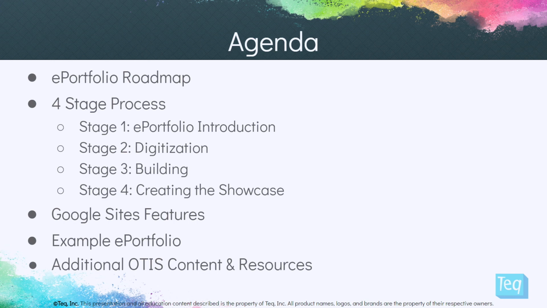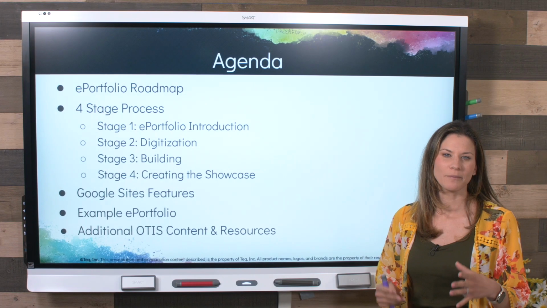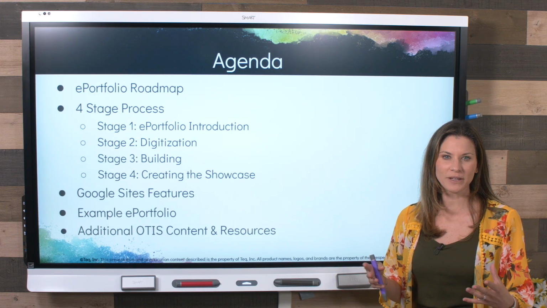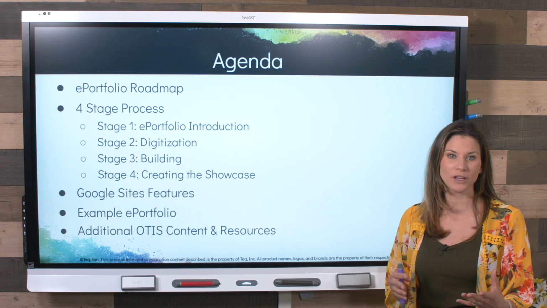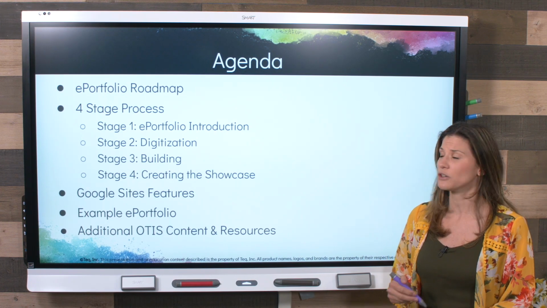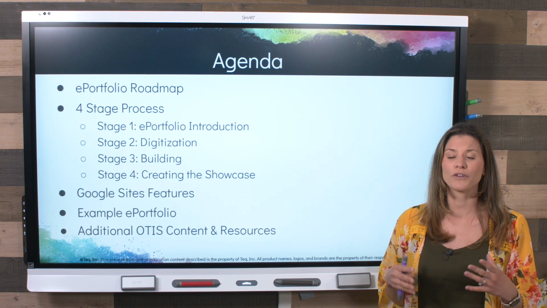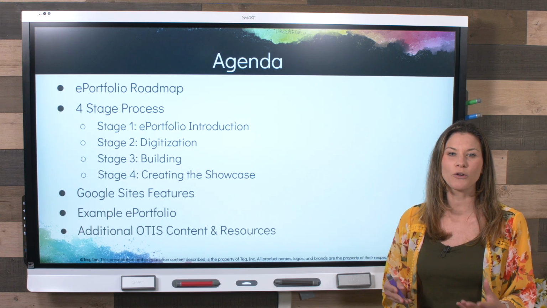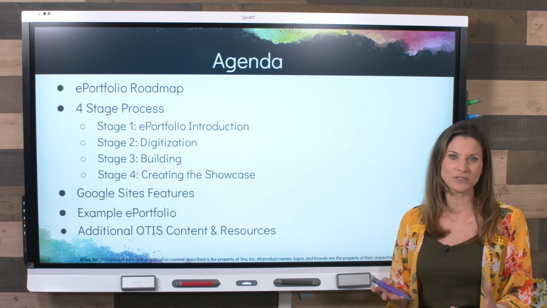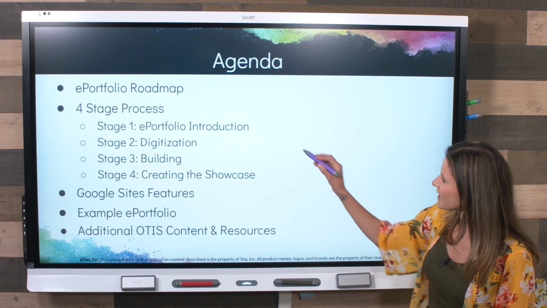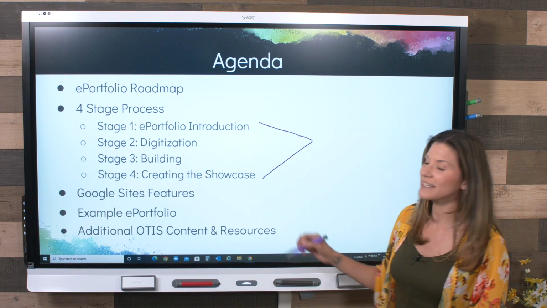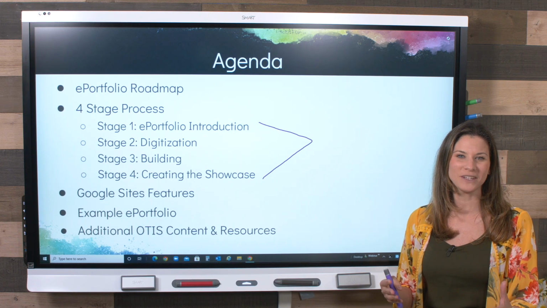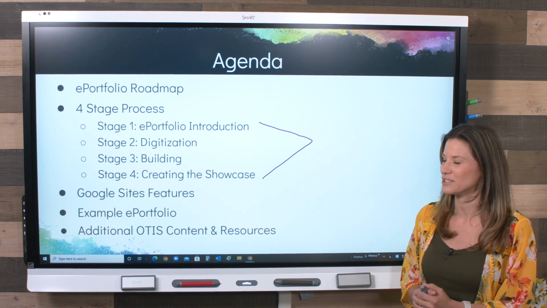Taking a look at our agenda here, the first thing we're going to go over is a little bit of a roadmap I created, just to show the progression of this course, as we're going to focus on how you can build e-portfolios for your students, specifically using Google Sites. Then we're going to go over the 4-stage process. I've chunked everything that you need to know about creating e-portfolios and introducing the idea to students into 4 stages, as you see here. We're going to take a look at each one of those a little closer and get an idea of what exactly you need to do as the teacher to prepare your students for this.